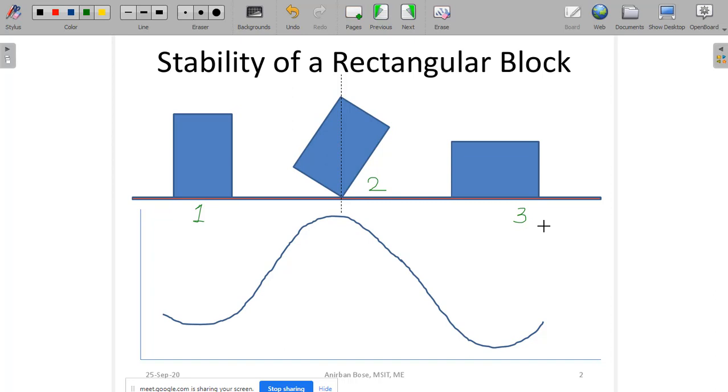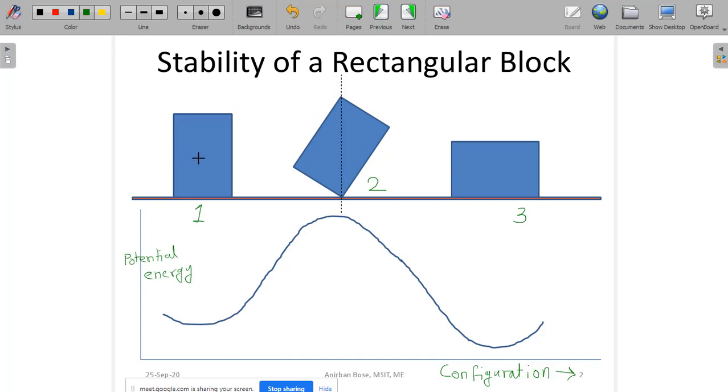Now if we plot these different configurations in this diagram, here in the y-axis I have plotted the potential energy, and in the x-axis I have plotted configuration. So here you can see what is potential energy.